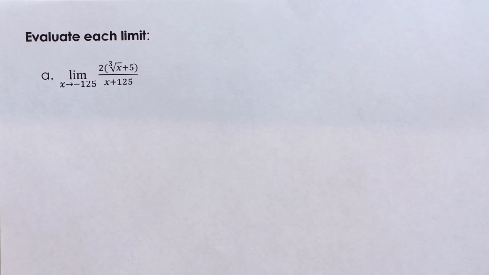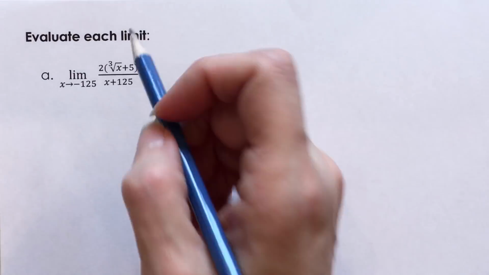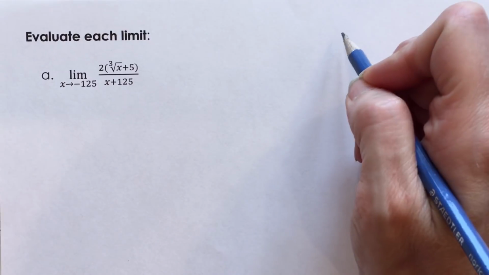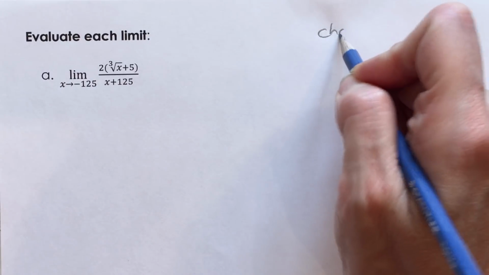So now we're going to start the review portion. We're going to start off by evaluating some limits. This one, we've got this cube root of x here, so we're going to use substitution or change of variable.